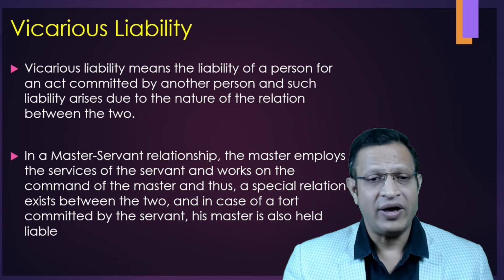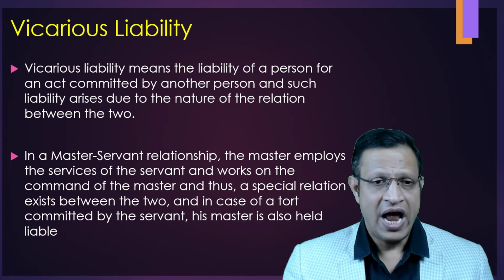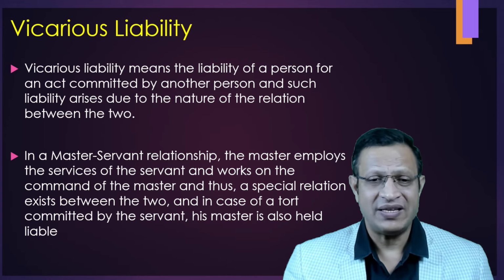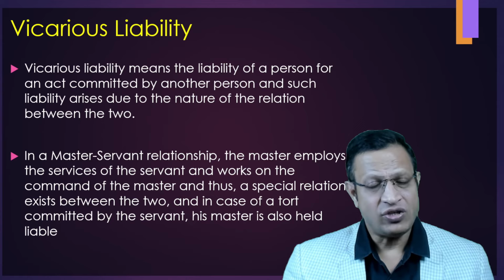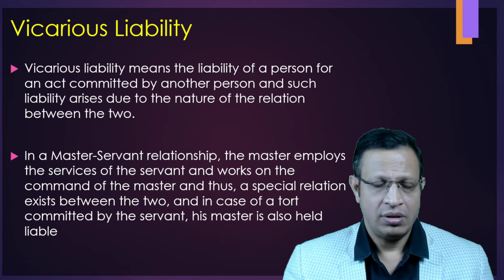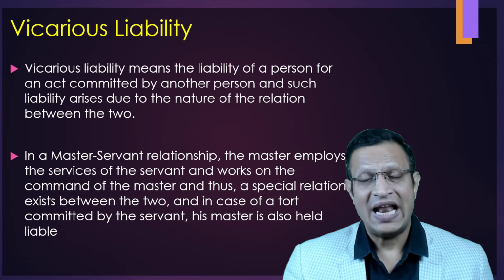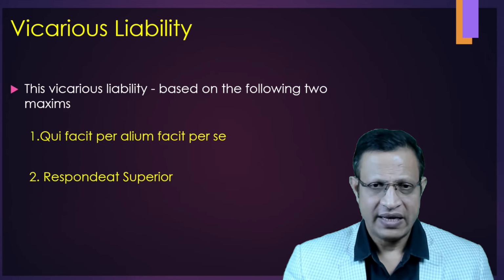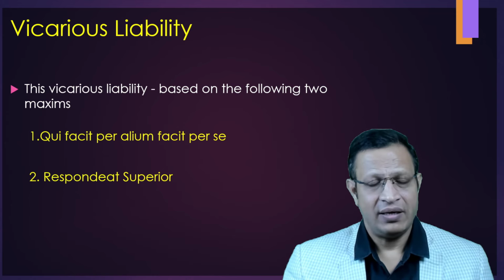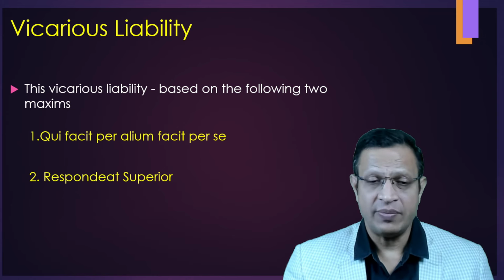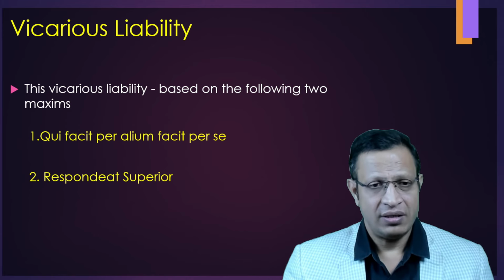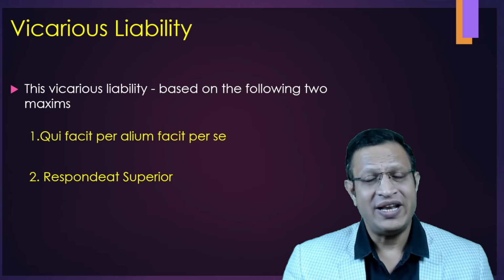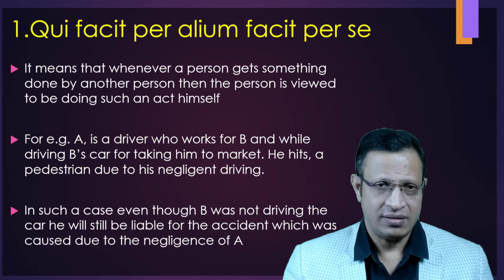Here the master employs the service of the servant, who works on the command of the master, and thus a special relationship exists between the two. In case of a tort or civil law, the master will be held liable for compensation, not the servant. Again, vicarious liability is based on two important maxims, as I mentioned: qui facit per alium facit per se, or respondeat superior, let the master answer.